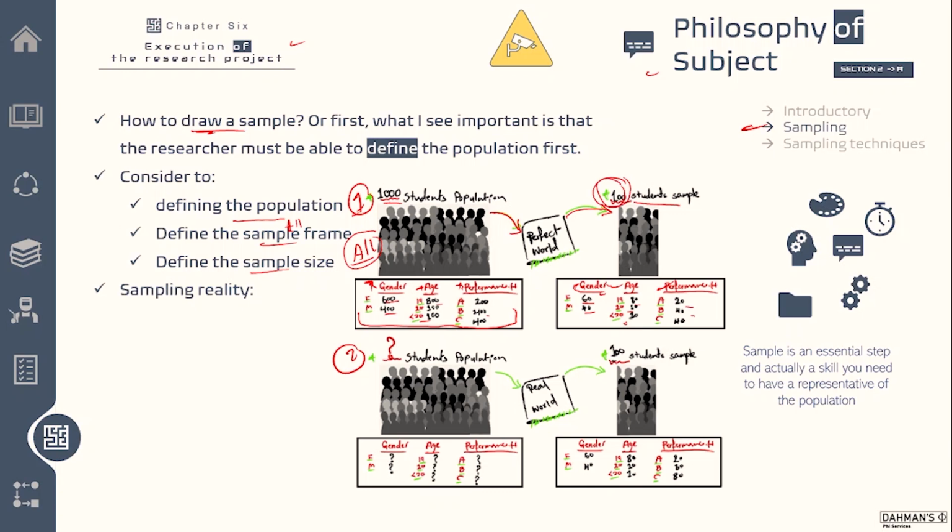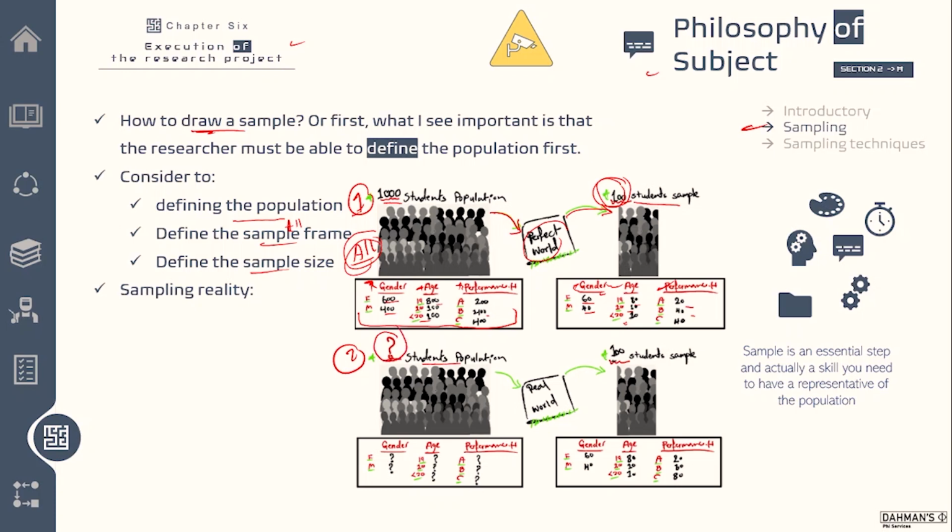Why is it perfect? Because it represents the totality. It represents the all. And this is what I call the perfect world. But the chance of getting this case is almost slim to zero unless it's under complete control. In the real world, when you are dealing with a student population, in most cases this number is unknown to you.